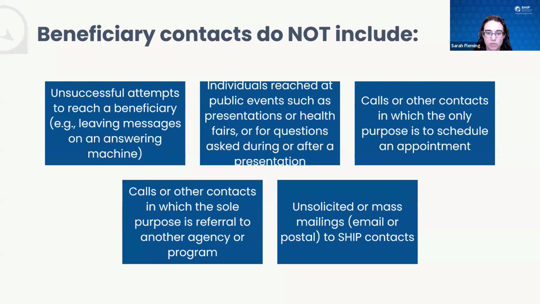And then individuals that are reached at public events, such as presentations or health fairs, there's a separate form for that. That's a group outreach form. And any calls and contacts in which the only purpose is to schedule an appointment. Again, this isn't every contact that you're having with the beneficiary. This is just any contact in which counseling information was shared. So a counseling session. And also, if the only purpose is to refer to another agency or program, that should not be entered. And any unsolicited or mass mailings to SHIP contacts do not count as a beneficiary contact.